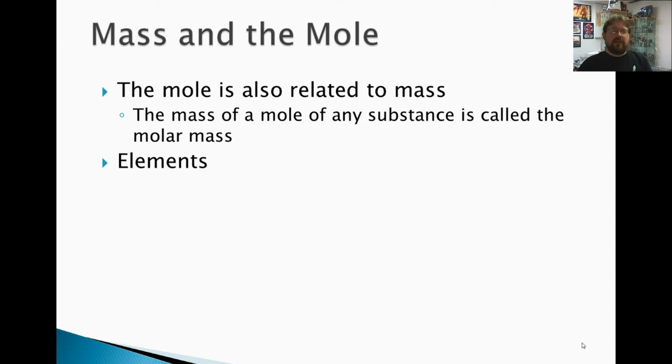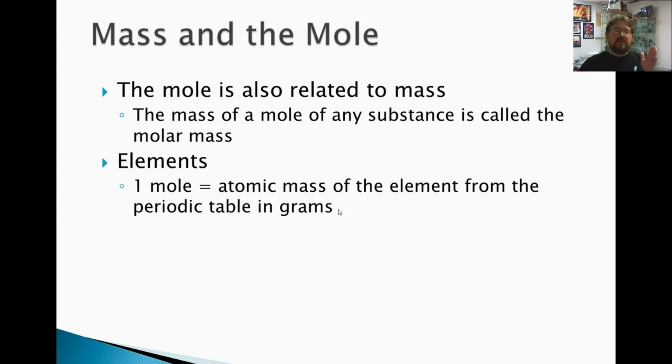There's 2 ways to calculate molar mass, and it depends on if something is an element or a compound. Elements are really simple. For an element, its molar mass is equal to the atomic mass of the element from the periodic table in grams.